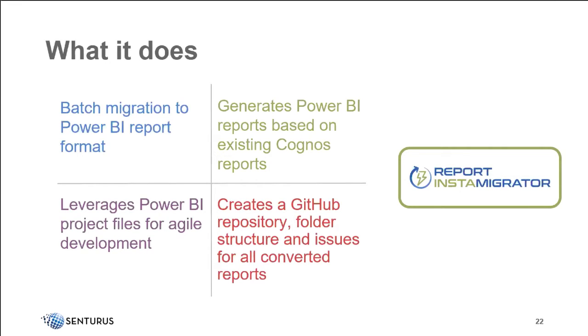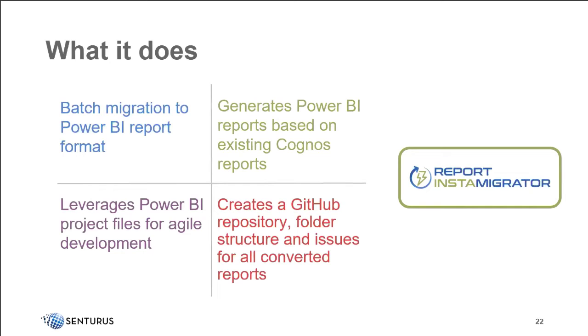So as I said earlier, it effectively does batch migration to the Power BI report format. It takes existing Cognos reports and packages, and generates Power BI report structures from them. We leverage the Power BI project file format for agile development, and that's a relatively new thing. Power BI used to be much more closed, but now there's actually a JSON-based and folder-based structure for Power BI called Power BI project files, and we leverage that to do these conversions.